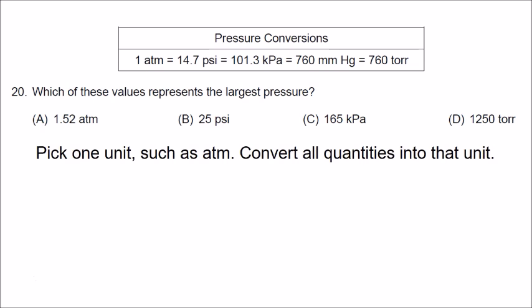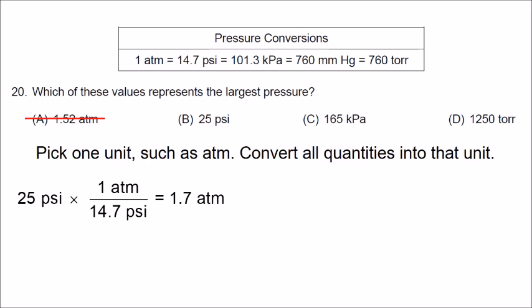Let's go ahead and decide to convert everything into one unit. I chose atmospheres. So for letter A, we have 1.52 atmospheres. For letter B, if we convert 25 psi into atmospheres, we have 1.7. Since we're looking for the value that has the largest pressure, the correct answer could not be A. Let's see if anything is larger than 1.7 atmospheres.